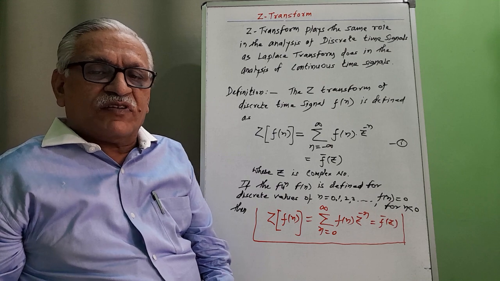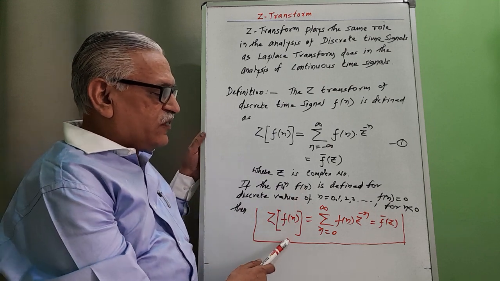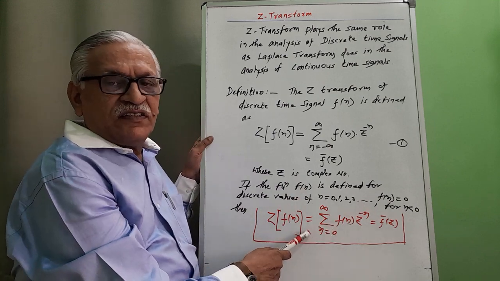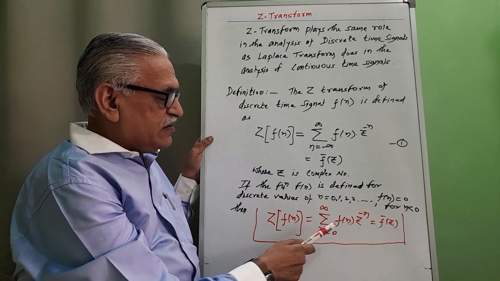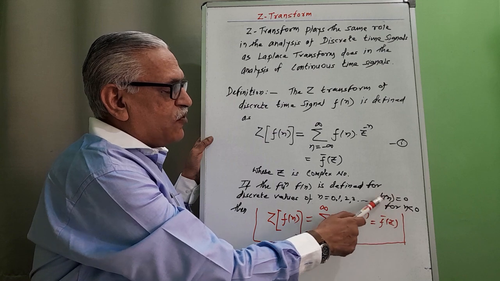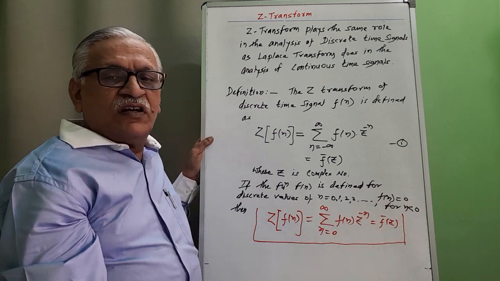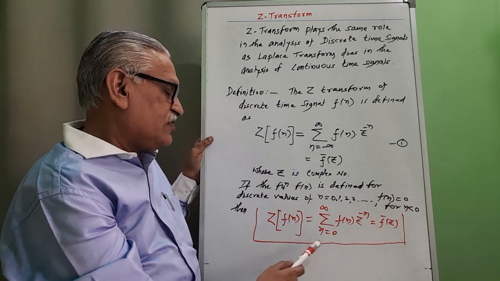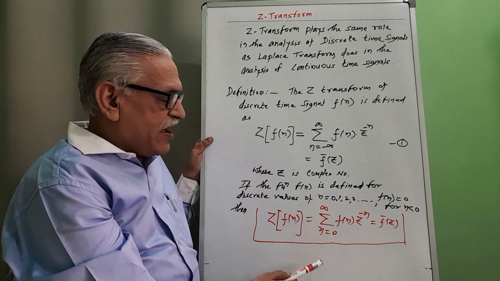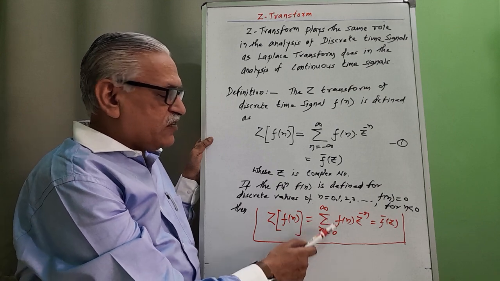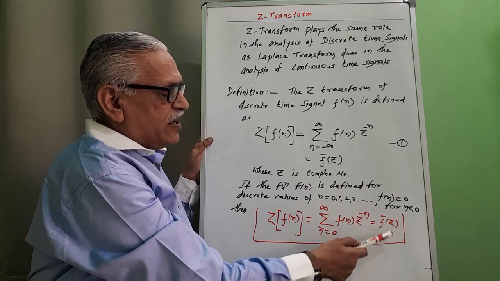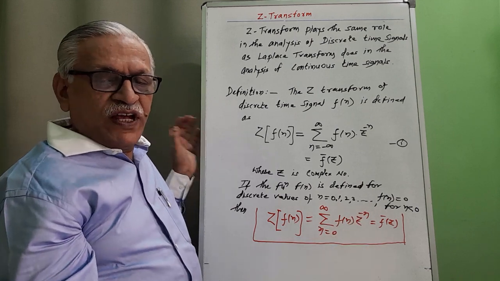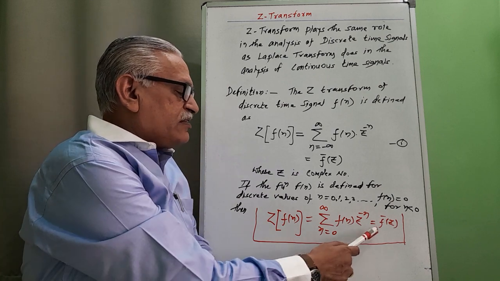Therefore, all the standard results we obtain by this definition. Z transform of f of n for the condition f of n equal to 0 for n less than 0 is obtained by summation from n equal to 0 to infinity f of n into z raised to minus n, and whatever the value we have is denoted as f bar of z.